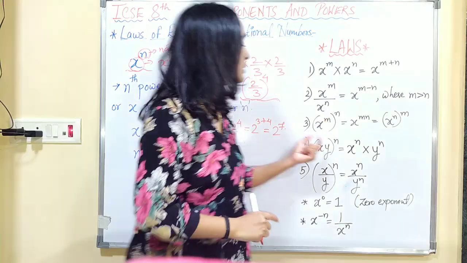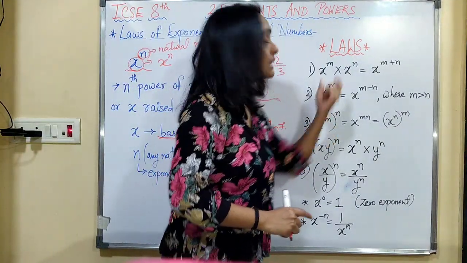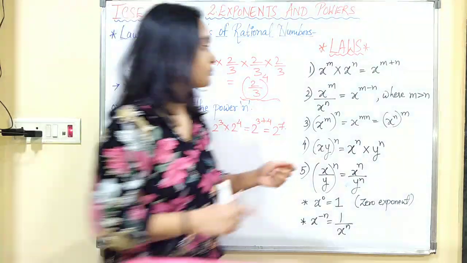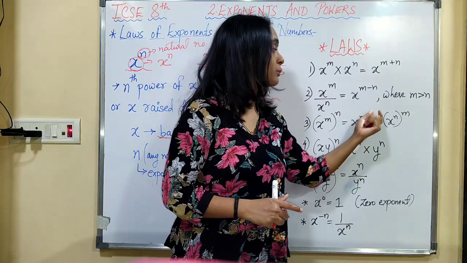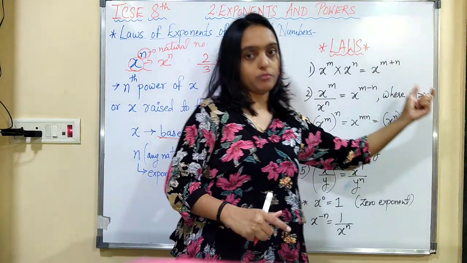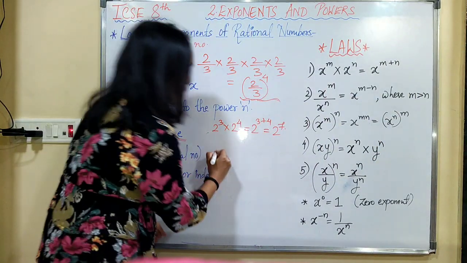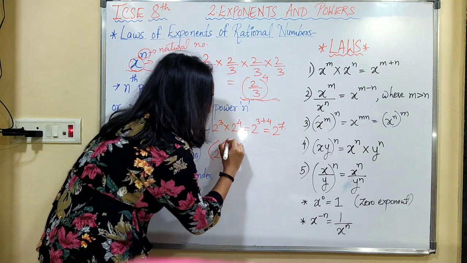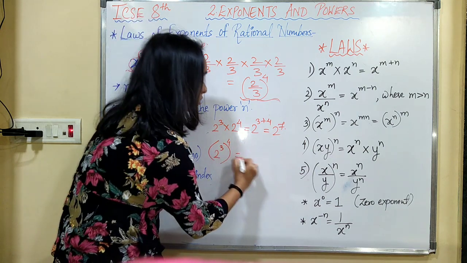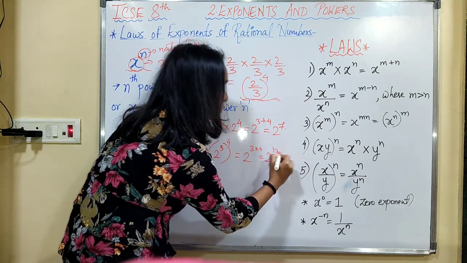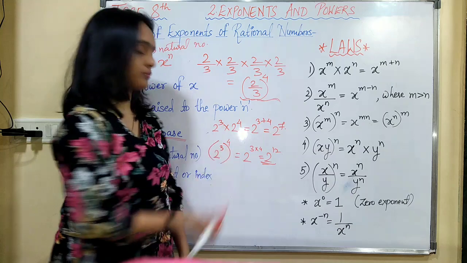Okay. The next one is x raised to m, raised to n. When any number is raised to a power and then raised to another power, it is x raised to m multiplied by n, or you can say x raised to n raised to m. For example, if I have 2 raised to 3 raised to 4, this answer will be 3 multiplied by 4, that is 2 raised to 12. Okay.